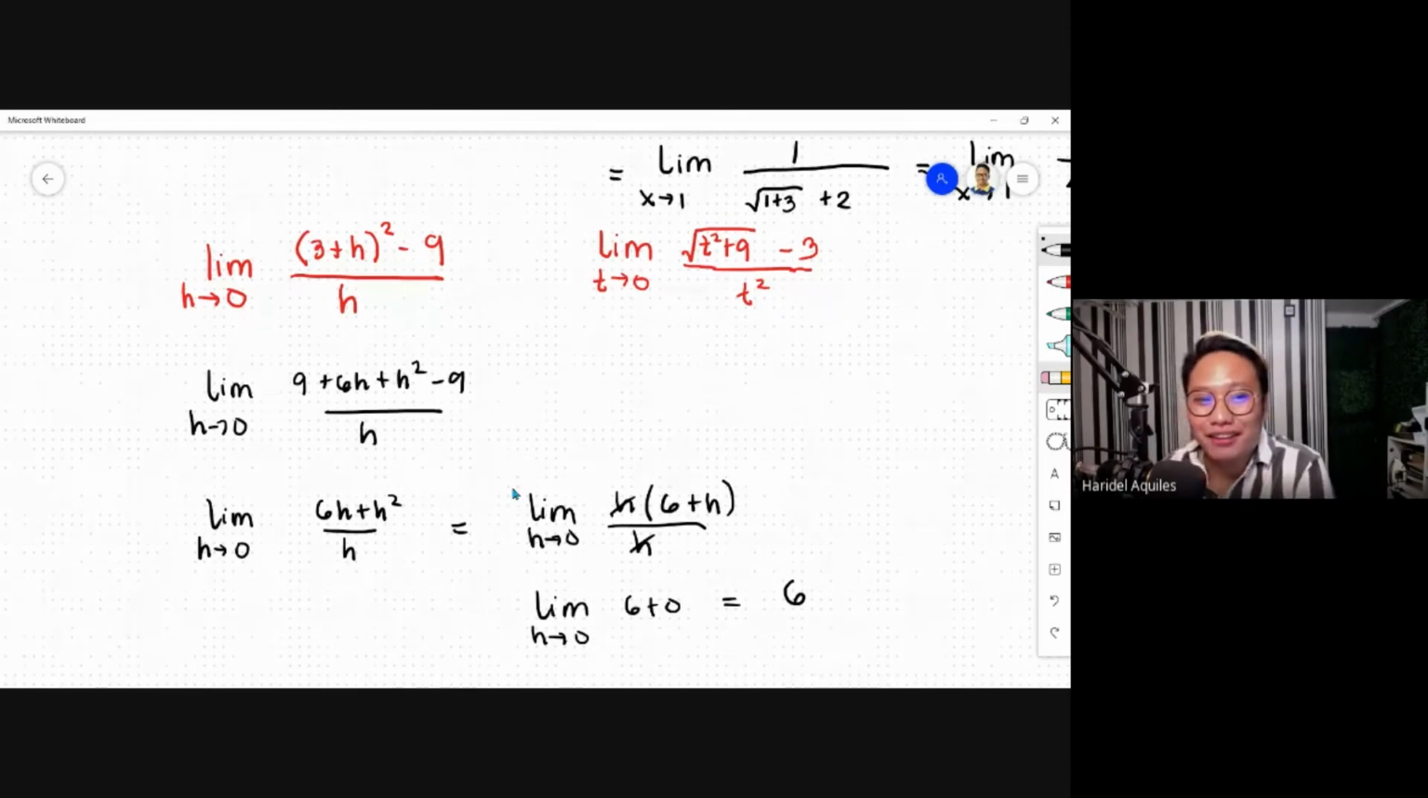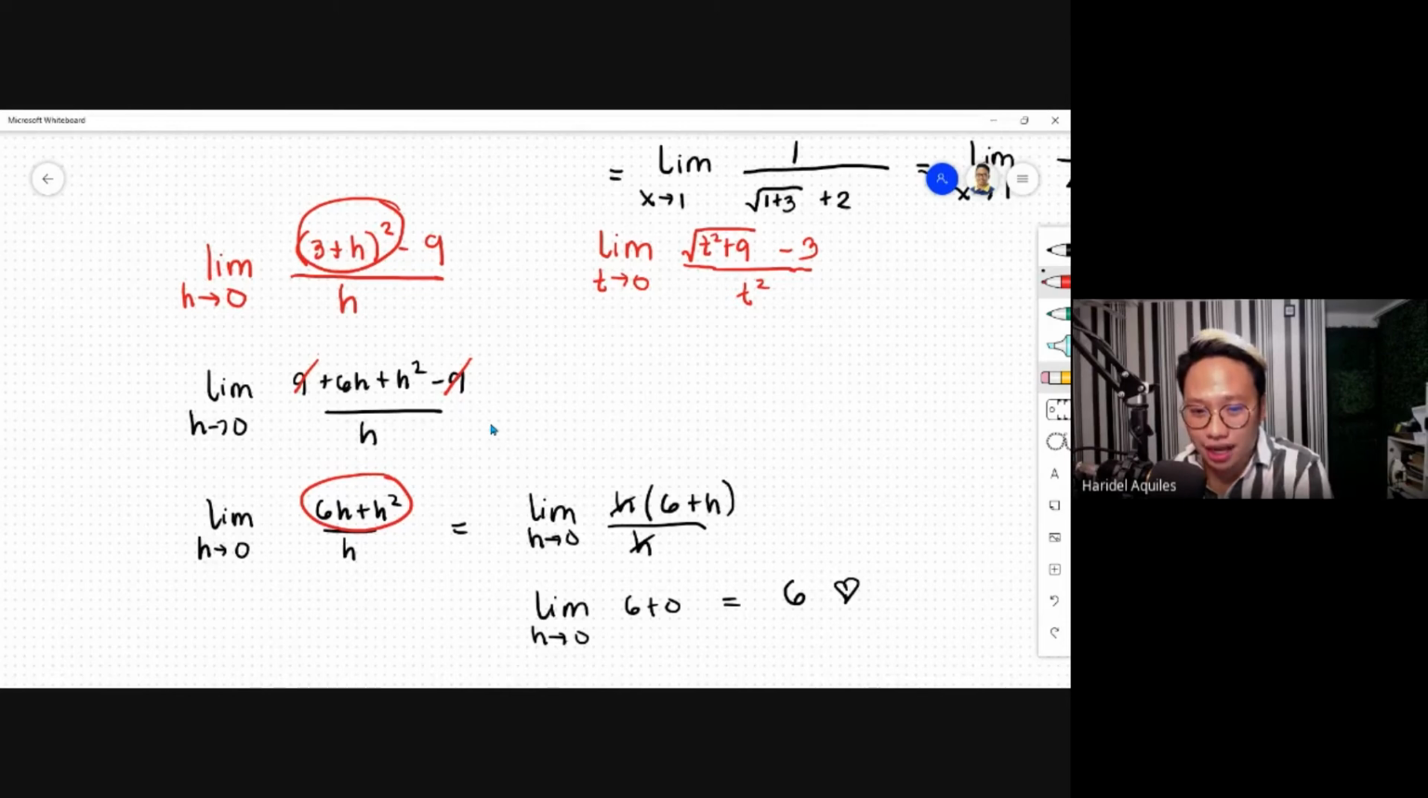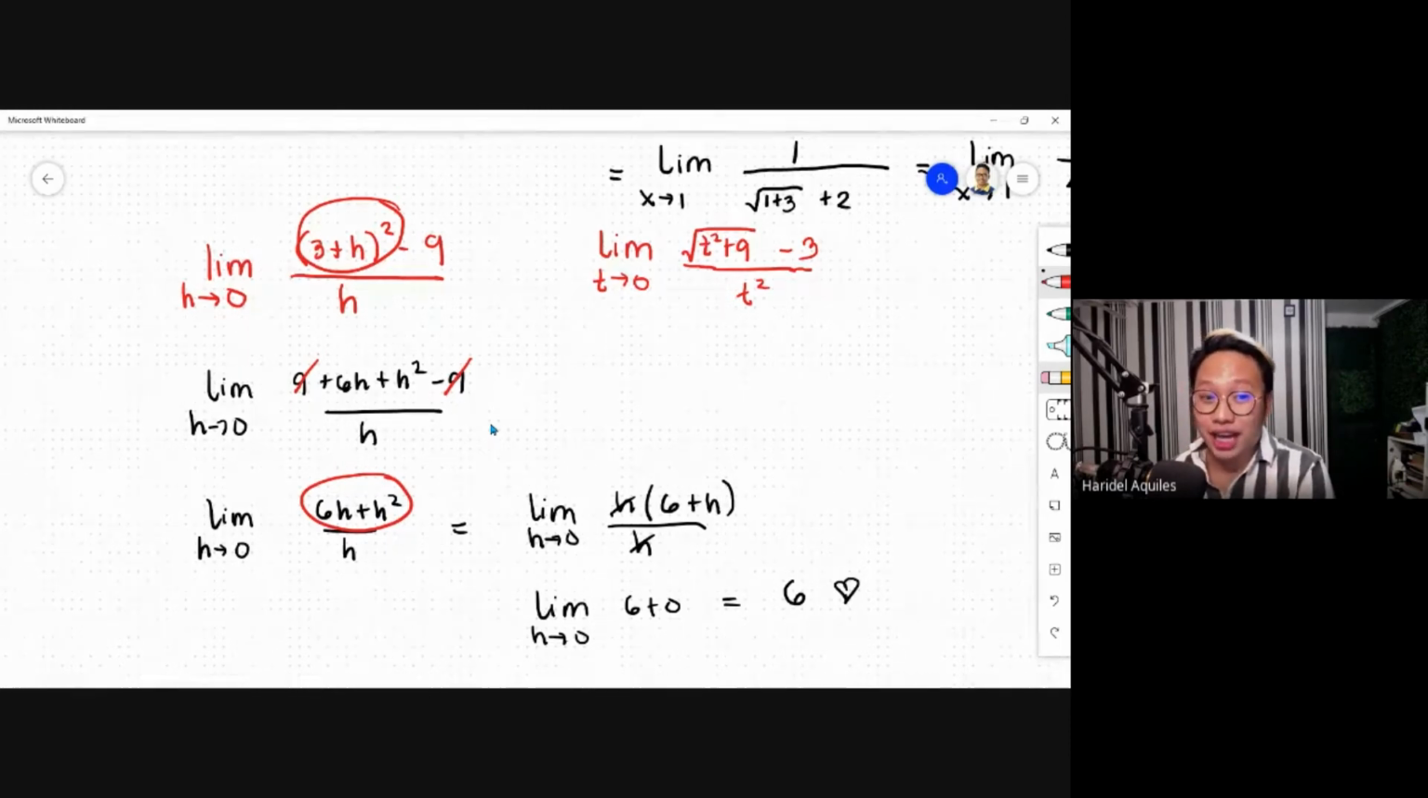Very good. So the limit of the function as h approaches 0, the answer is 6. What we did here, guys, is just expanding this binomial term and then canceling out 9, because 9 minus 9 is 0. What is left is this one here, 6h plus h squared. Factoring the common term h from the numerator, we would get h times the quantity 6 plus h. And then we can cancel the h from the numerator and the denominator. So it would give us 6 plus h, and then substituting h as 0, you would get 6 as the limit of this function.